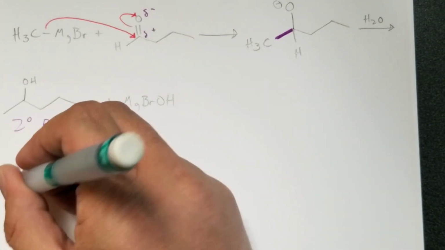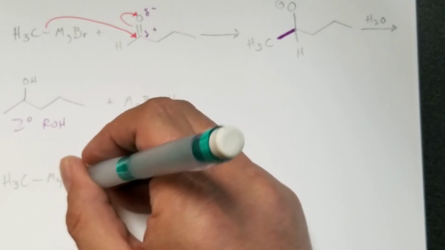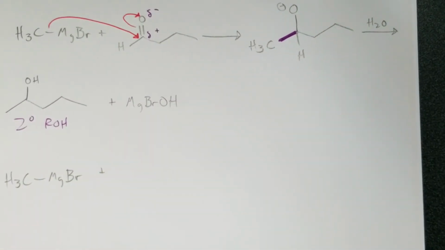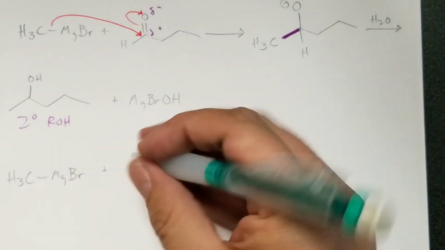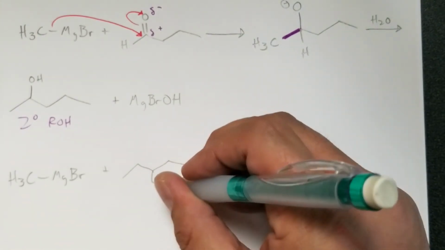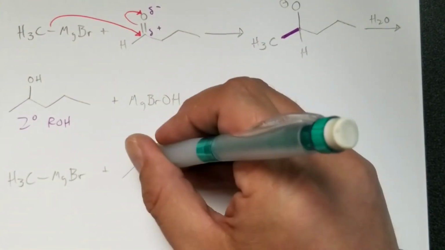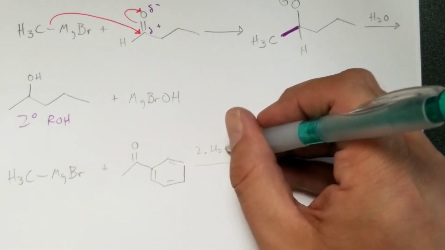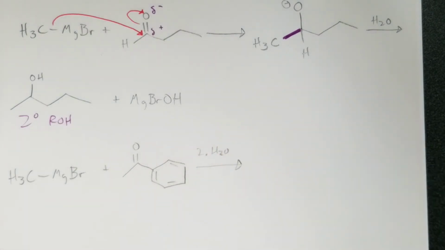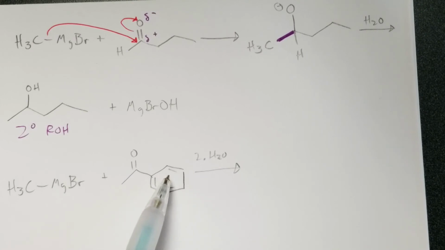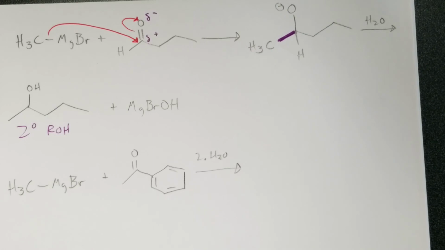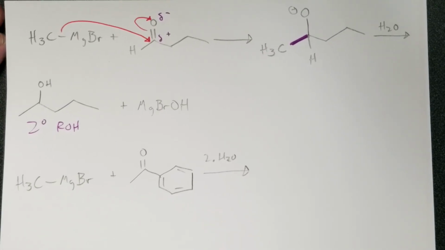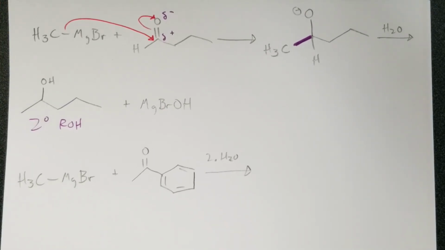Same thing again, methyl magnesium bromide. And I want to react this with a ketone. Let's go ahead and use acetophenone for our example. And the second step would be water. I want to go ahead and predict the product here. It's going to be similar. But notice now that we have a ketone rather than an aldehyde, we already have 2 carbons attached, right? So what's going to happen is you're going to get a third carbon on there. It's going to give you guys a tertiary alcohol now.